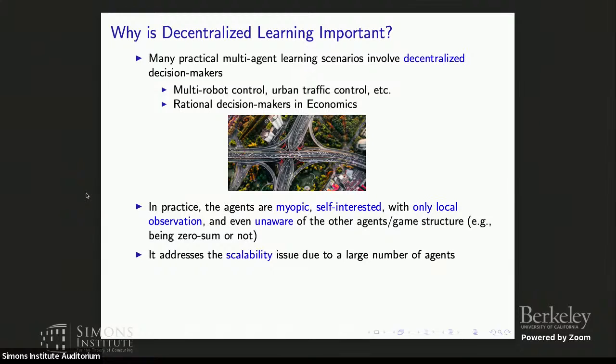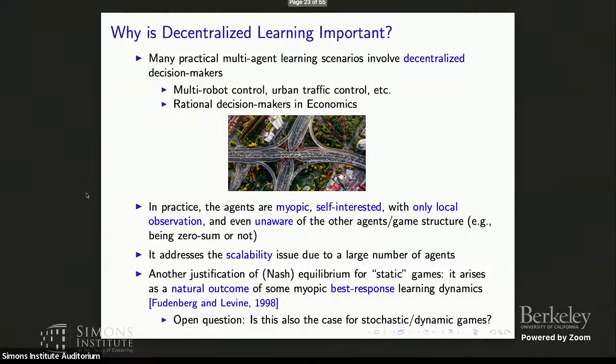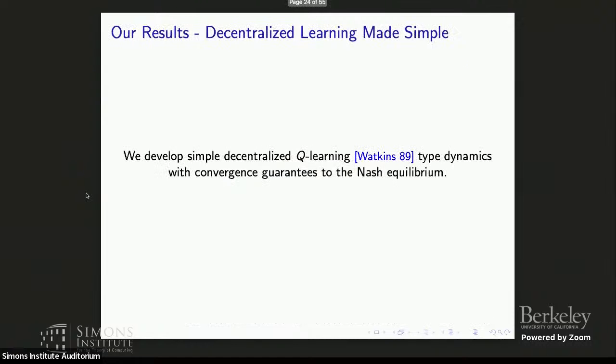Also, decentralized learning addresses the scalability issue due to the large number of agents. The last point, which I think is somewhat overlooked by recent studies on multi-agent RL, is that one justification of equilibrium, or Nash equilibrium specifically, in static normal-form games is that it arises as a natural outcome of some myopic best response learning dynamics. However, it is not clear whether this story also holds in stochastic or dynamic games.